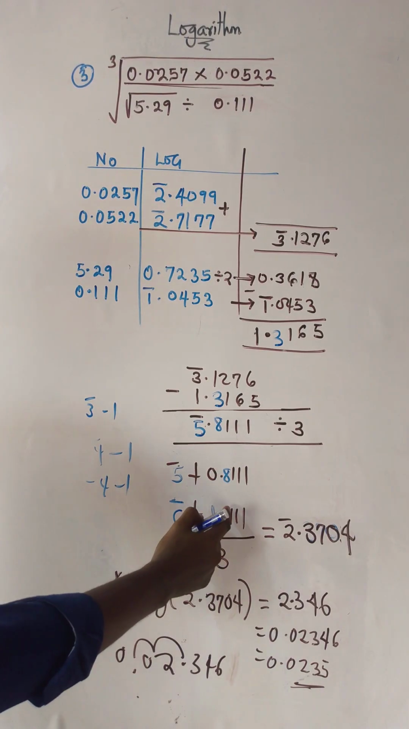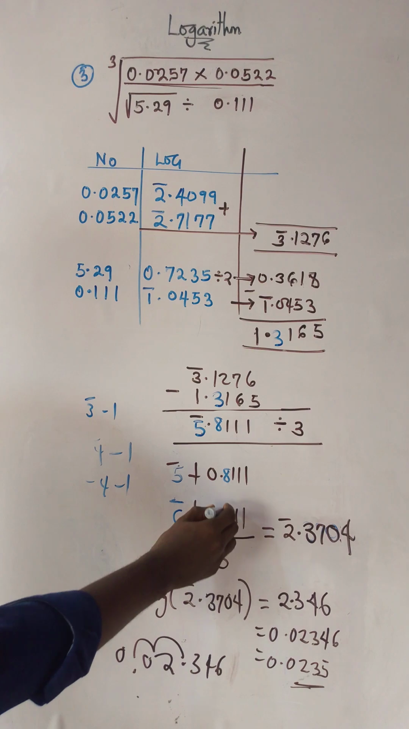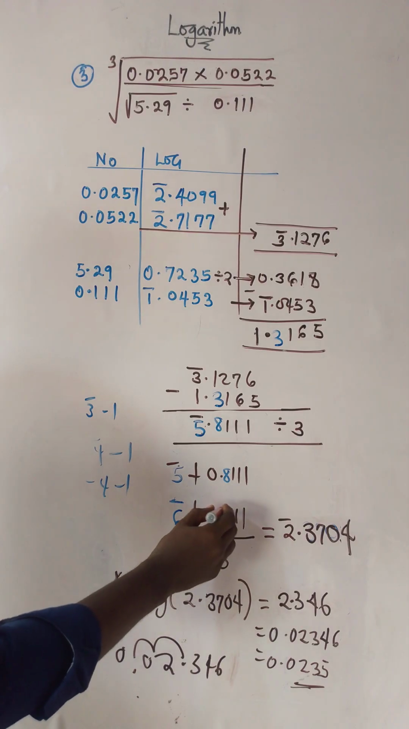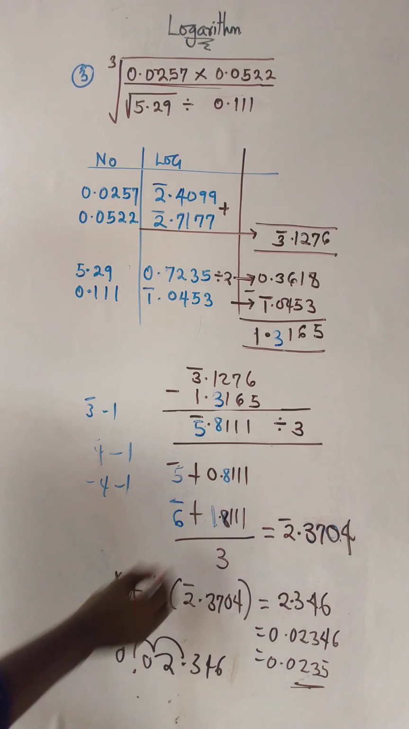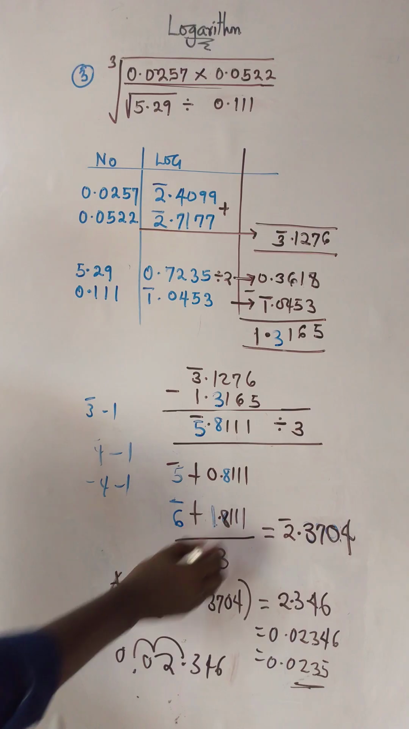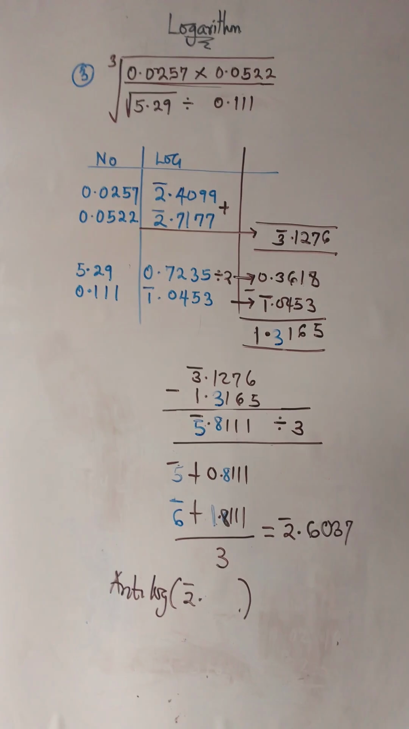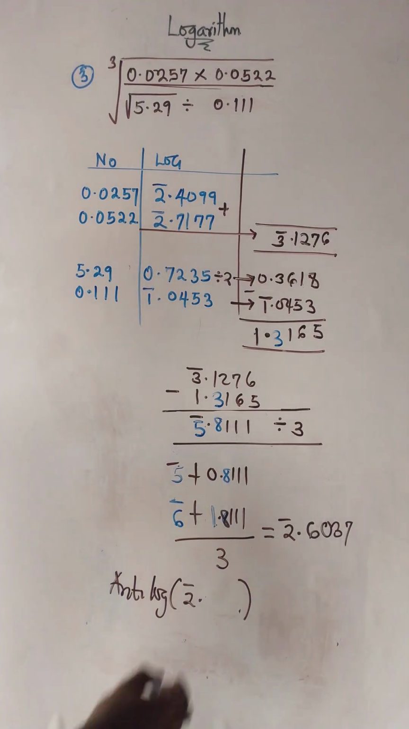So that will be 1.811. So this is still correct. Then the other part will be the wrong one. So if you divide 1.8111 by 3, we should get 0.6037.